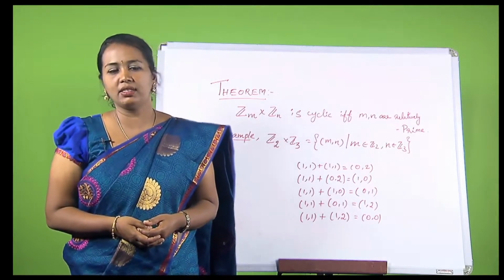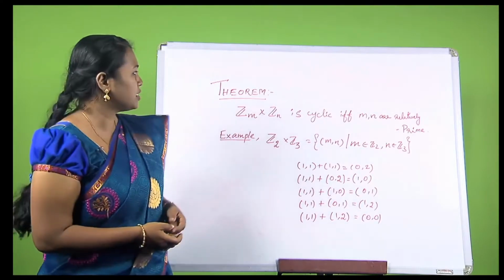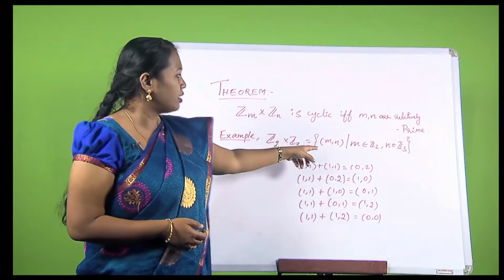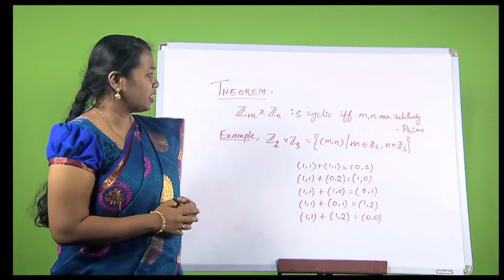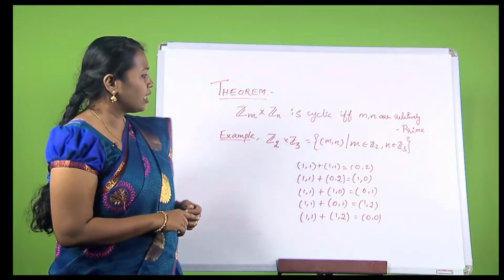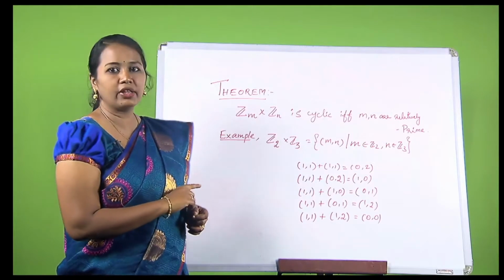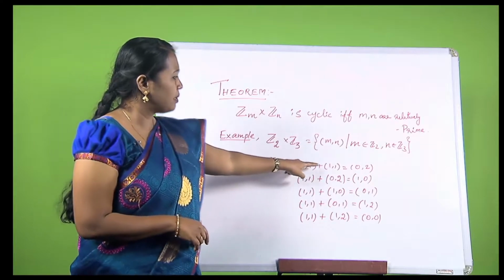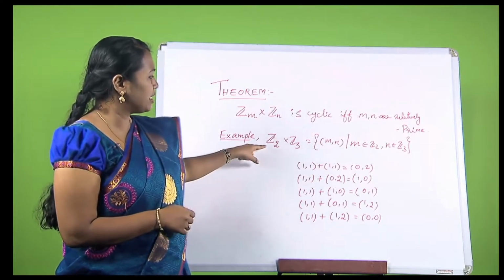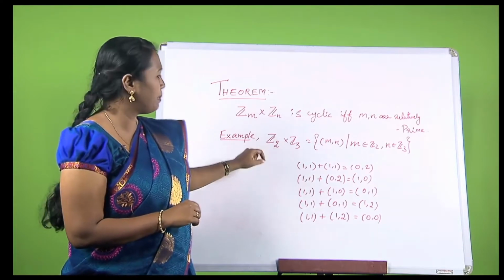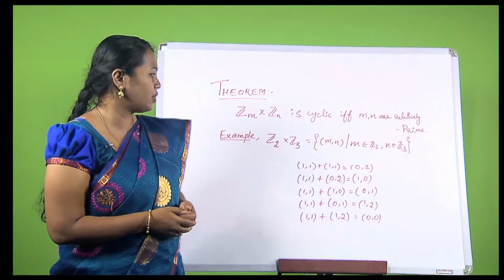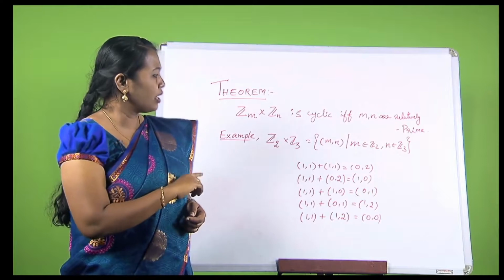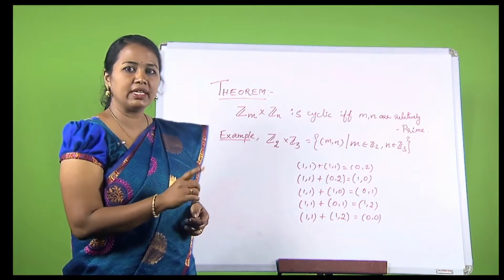Some of the examples are as follows. Consider the group Z2 cross Z3. The elements are of the form ordered pairs (m,n), such that m belongs to Z2 and n belongs to Z3. So, we are going to find the order of this group by computing (1,1) plus (1,1). We will be following Z2 operation for the first element of the pair and Z3 operation for the second element of the pair. Therefore, 1 plus 1 is 0 for the first element and 1 plus 1 is 2 for the second element, because we are following Z3 for the second element.